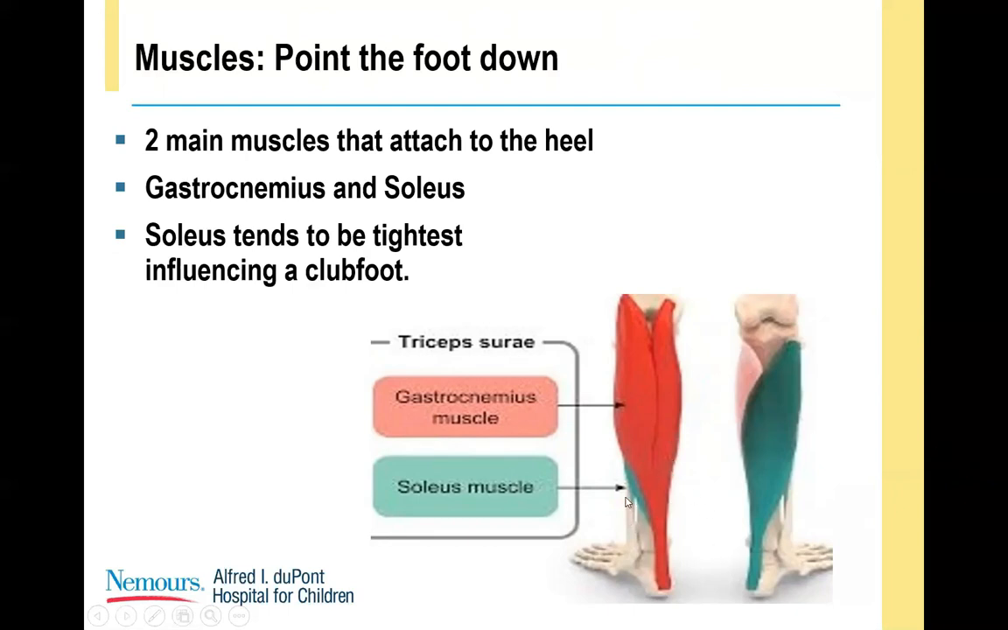And when we talk about management of some of the foot deformities, they often talk about doing a tendo-Achilles lengthening, and they do it someplace down around this area, and it's to lengthen the muscle to be able to bring the foot up in a better alignment. In a clubfoot, the soleus tends to be the tightest muscle that influences the alignment of the hind foot. And I often will spend a lot of time teaching families how to stretch that muscle.